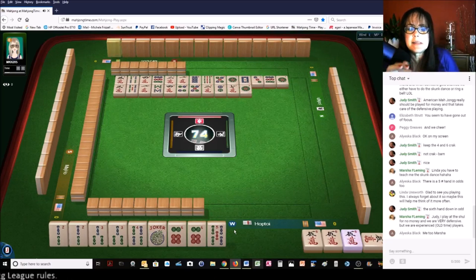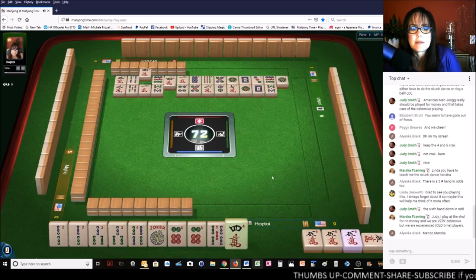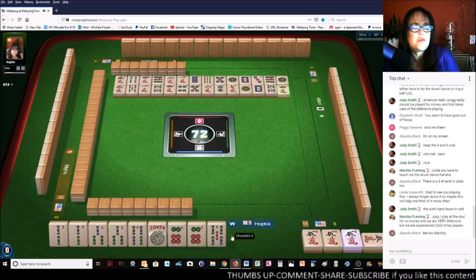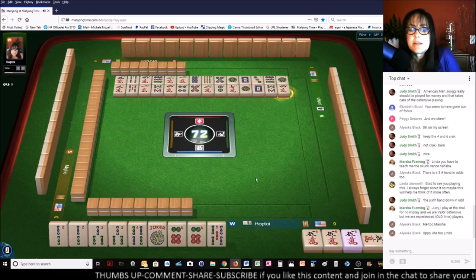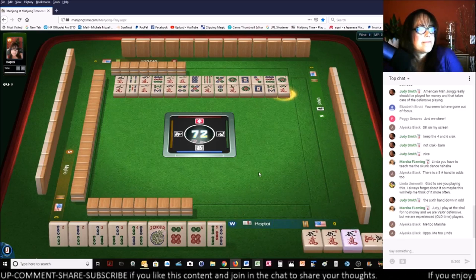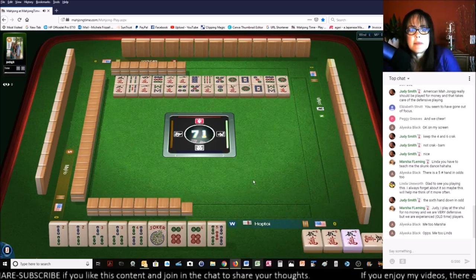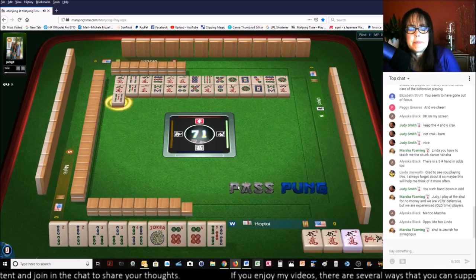1 dot. So we need a 6 dot, a 5 crack, or a 4 bam at the moment. White dragon. 8 bamboos. 2, 4 cracks are out. 4 characters. It'd be nice to draw that 5 crack and get that joker back. 5 bamboos. We're good there.